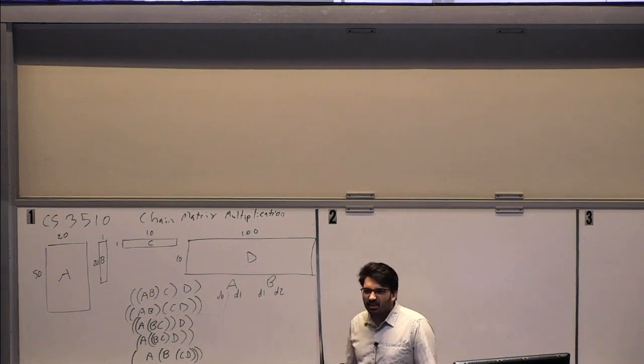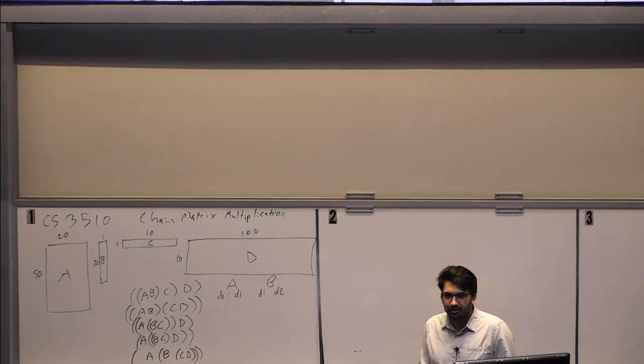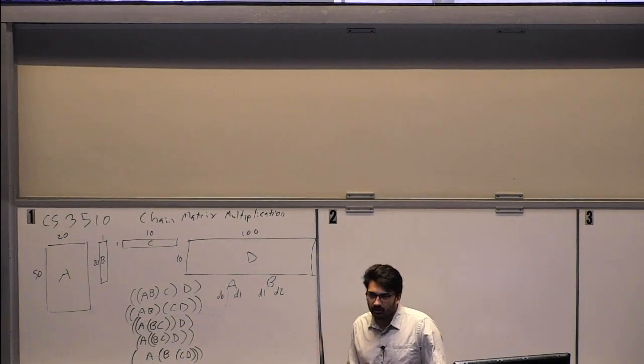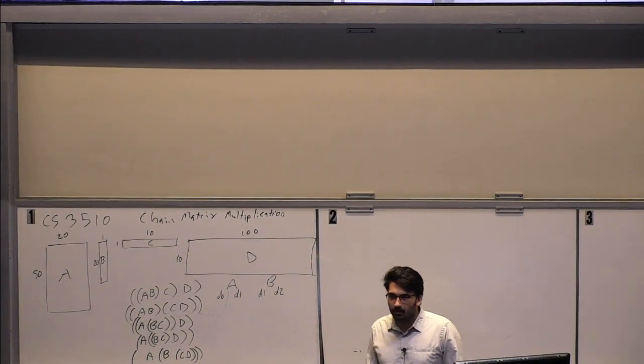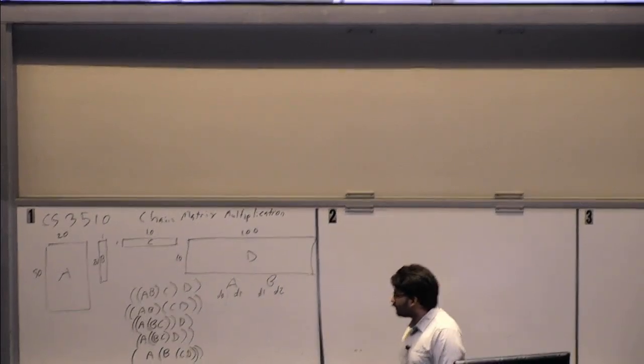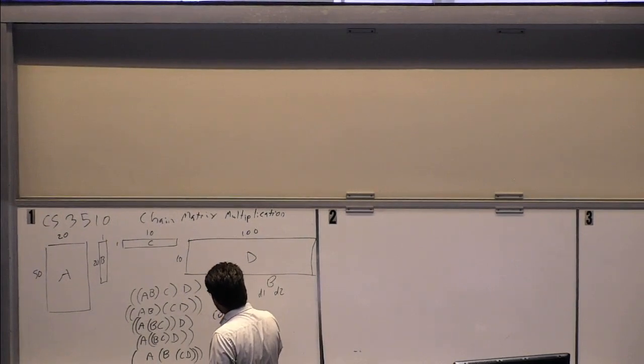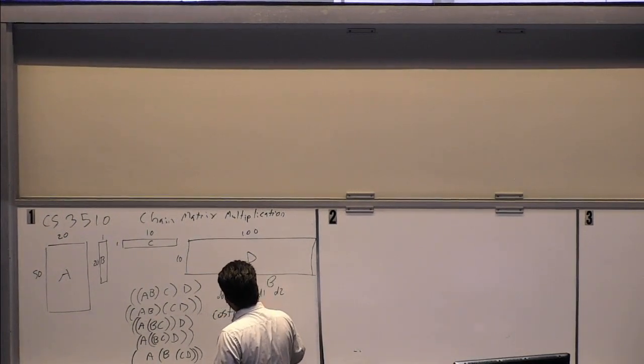What's a good cost function? Let's say we want to ballpark the number of operations it takes, not in big O or anything, but the number of operations it takes to multiply two matrices in terms of their dimensions. Well, what is a good cost function? So let's just call it cost of D0, D1, D2.